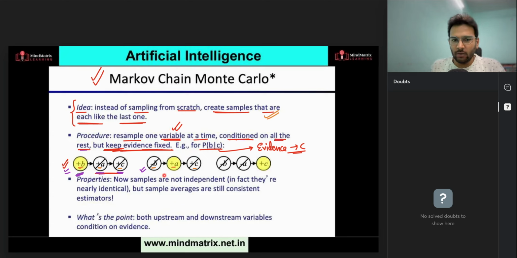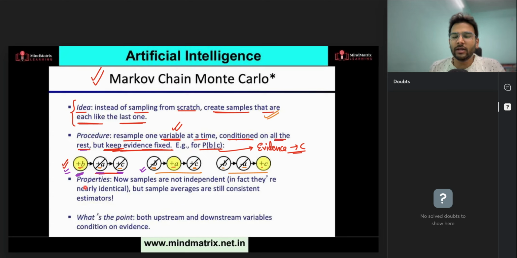Clear? So that is the reason why it was saying that you create samples that are each like the last one. Now, similarly, if you compare this one and this one, here you have picked A as the variable which you are going to resample. So here it is plus A, and here it is minus A. This plus C is fixed, and here it is minus B and minus B. So there is not much change. If there is a change, it is going to be only for one variable. Is this clear so far? Any doubt, anyone?